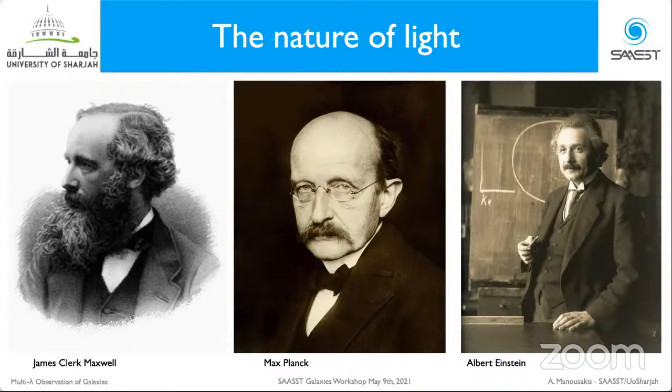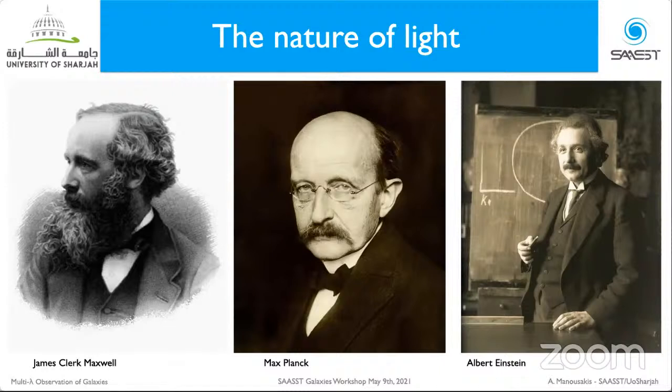But the real revolution in understanding light came first with James Clerk Maxwell, who for many is considered the physicist of all physicists, because he wrote four equations that completely revolutionized what we knew about light at the time. He actually said that light is nothing more than an electromagnetic wave, an electric field and a magnetic field that are coupled. He wrote down his wave equation, and light travels in vacuum at what is known as the speed of light.